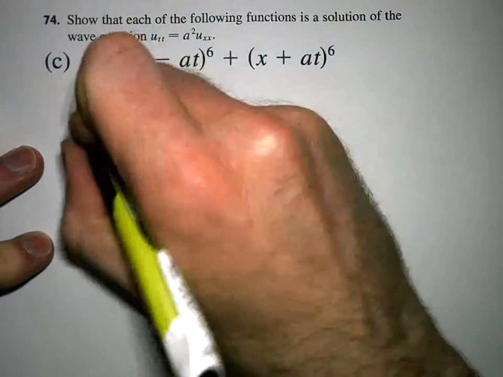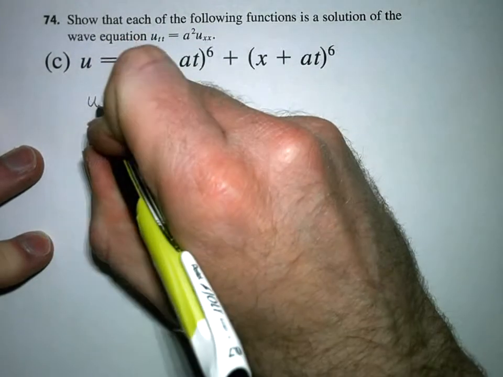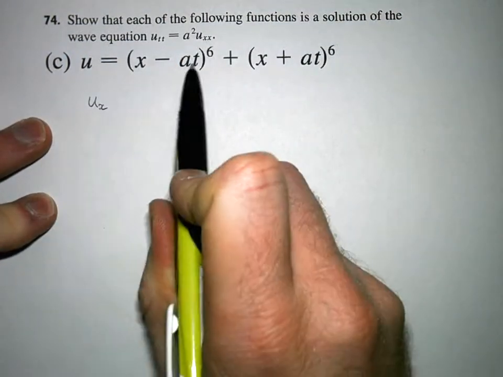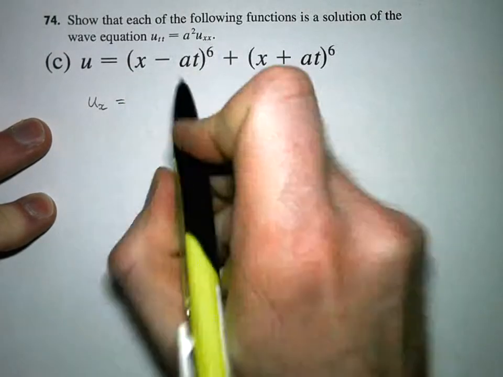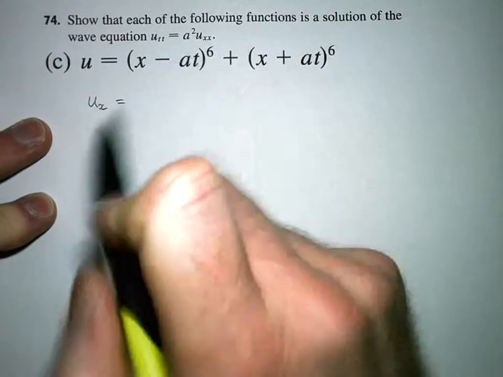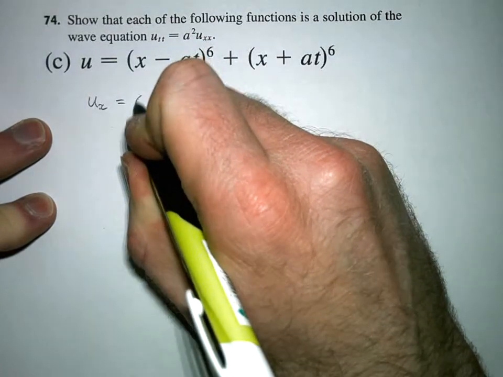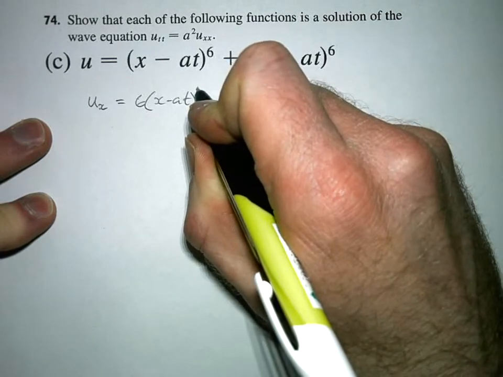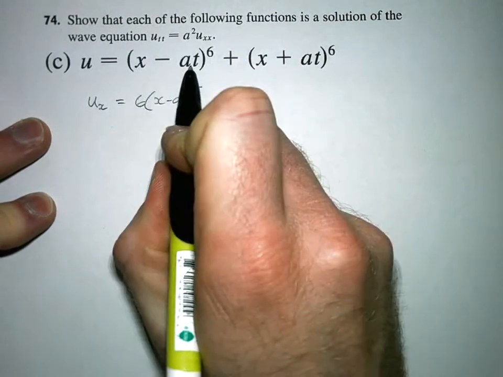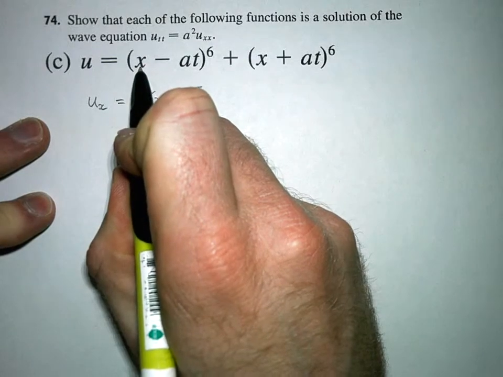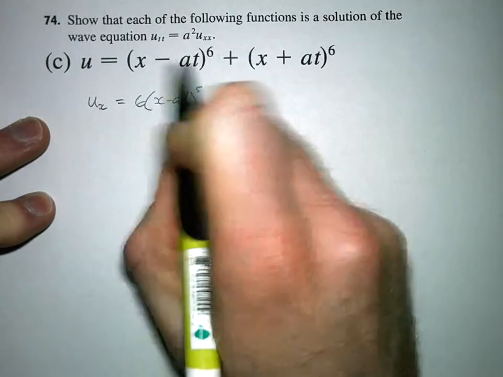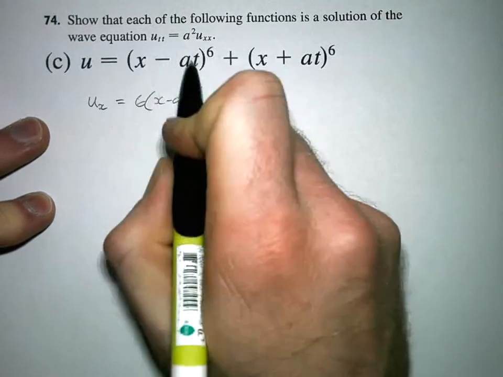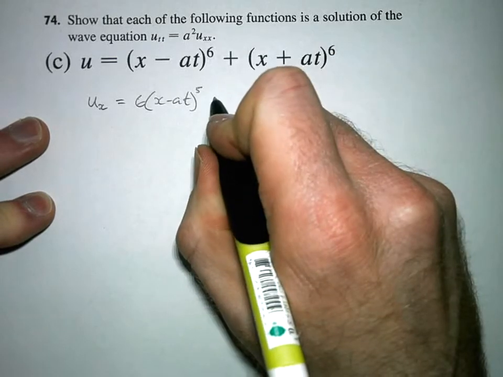Before we can work out the second partial derivative, we need to work out the first partial derivative. So let's first do it with respect to x. We're differentiating u with respect to x, which means we treat t as a constant. Here we've got some function of x to the power of 6. So the chain rule: the outer function, bring down the 6, keep the inner function untouched, decrease the power by 1, and multiply by the derivative of the inner function. The derivative of x with respect to x gives us 1. The derivative of minus at with respect to x gives us 0. So the derivative of the inner function is simply 1.